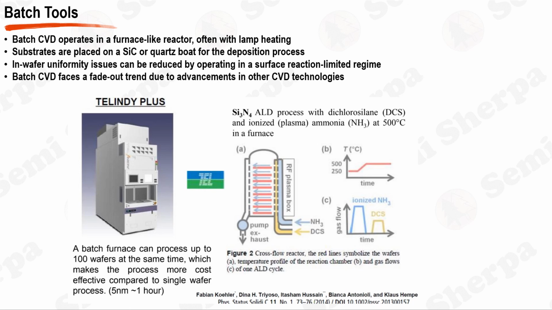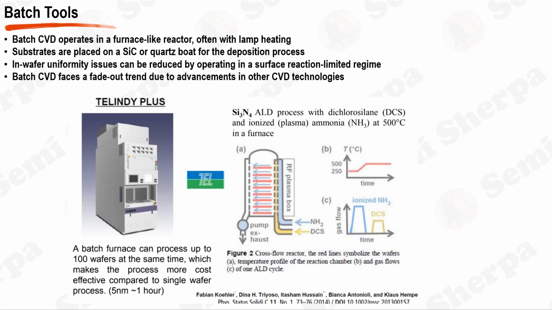One of the variants of batch CVD is low-pressure CVD, LPCVD, which operates at reduced pressure conditions. LPCVD allows for better control over the deposition process, improved film uniformity, and it can enhance the quality of the deposited film. However, batch CVD is not without its limitations. There can be significant in-wafer uniformity issues due to gas flow dynamics and differences in exposure of different parts of the wafer to the reactant gases.